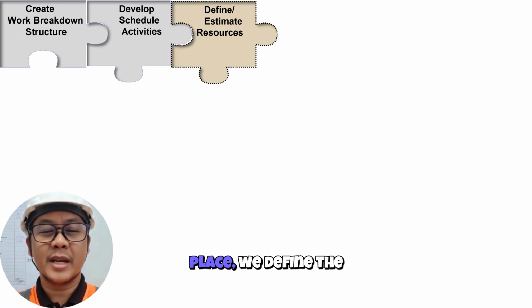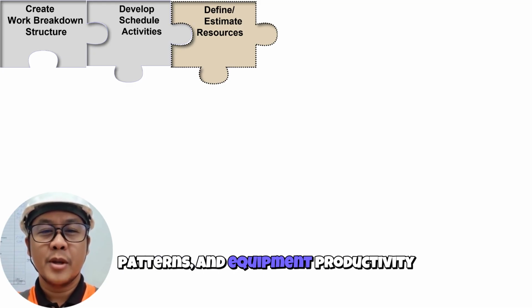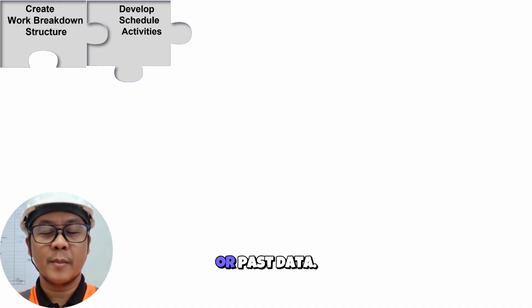Once activities are in place, we define the labor, equipment, and materials needed. At this point, we estimate crew sizes, shift patterns, and equipment productivity based on site conditions or past data.